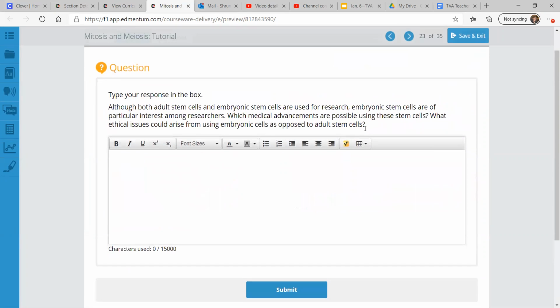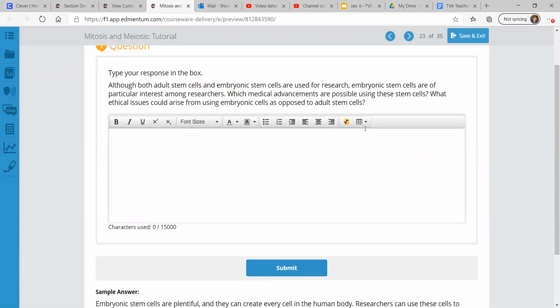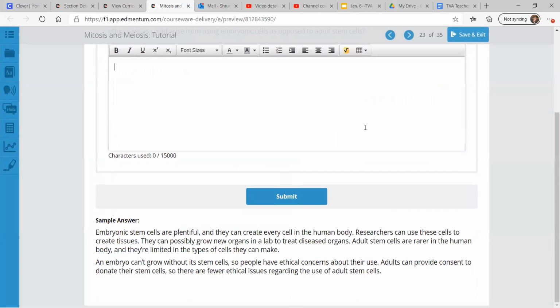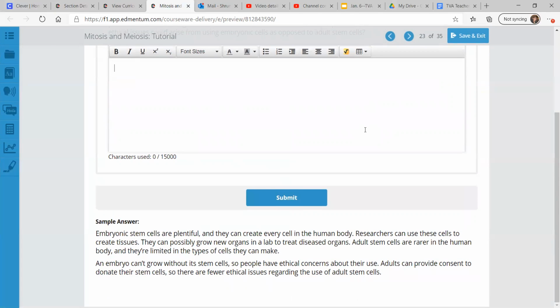Okay, so we have a question. Although both adult stem cells and embryonic stem cells are used for research, embryonic stem cells are of particular interest among researchers. Which medical advancements are possible using these stem cells? What ethical issues could arise from using embryonic cells as opposed to adult stem cells? And I'll show you a sample answer.